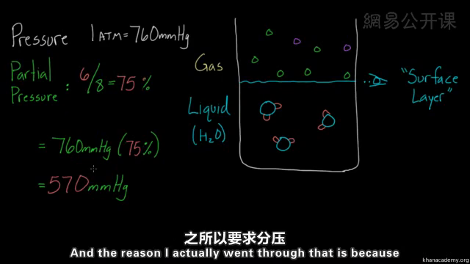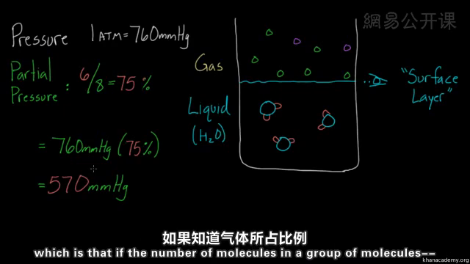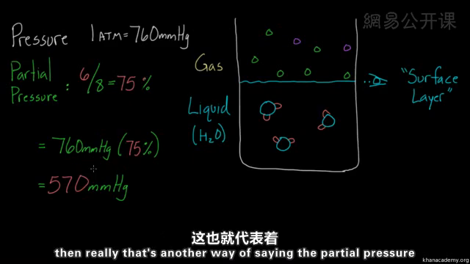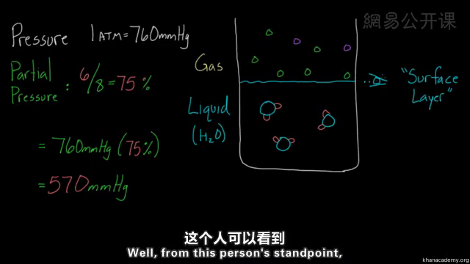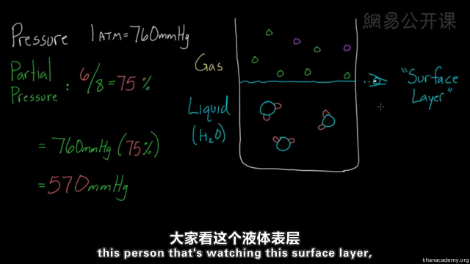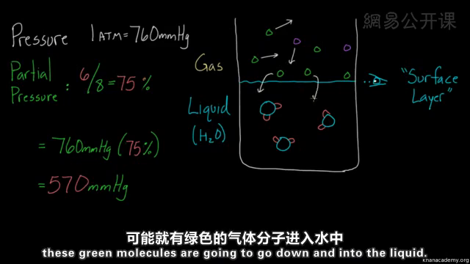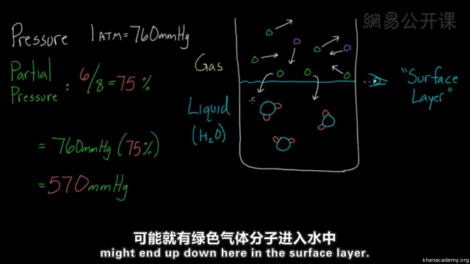And the reason I went through that is because I wanted to show you a way of thinking about partial pressure, which is that if the proportion of a group of molecules goes up, then that's another way of saying the partial pressure has gone up. And if you have more molecules, what does that mean exactly? Well, from this person's standpoint, this person that's watching this surface layer, they're going to see molecules going every which way. Every once in a while, these green molecules are going to go down and into the liquid, right? They're going to bounce in different ways, and just by random chance, a couple of these green molecules might end up down here in the surface layer.